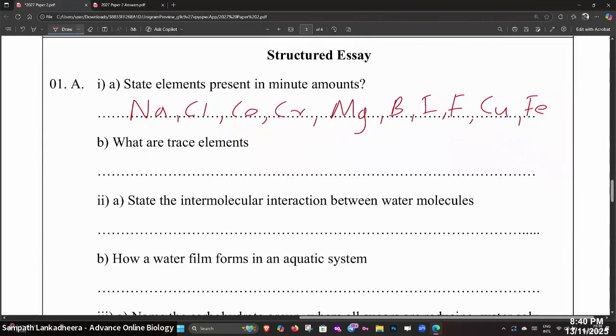What are trace elements? Elements present in the body which are less than 0.01% of dry mass. Okay. So trace elements. State the intermolecular interactions between water molecules. Hydrogen bonds are present.